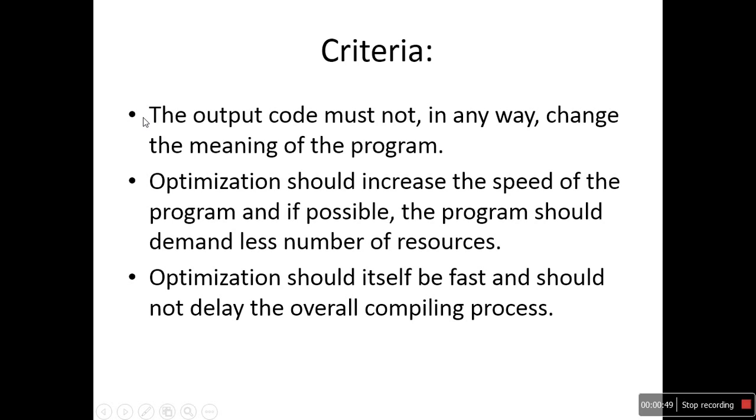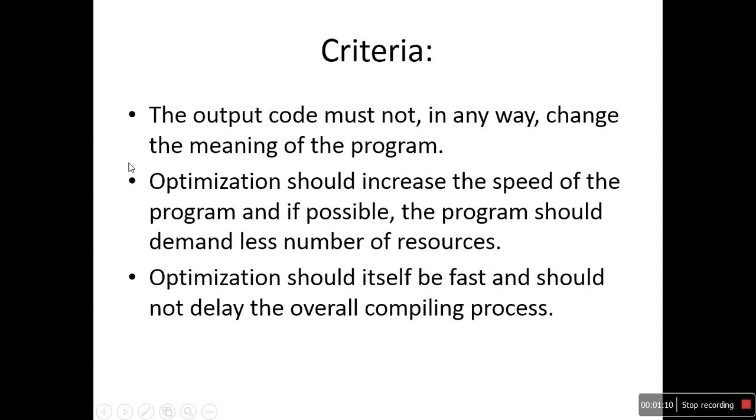And the second and important criteria is that the output code must not in any way change the meaning of the program. Suppose some code is processed and the objective of the code is changed, then it is not optimization. The output code must not in any way change the meaning of the program.